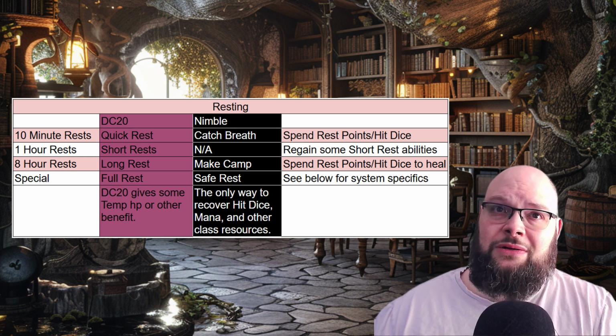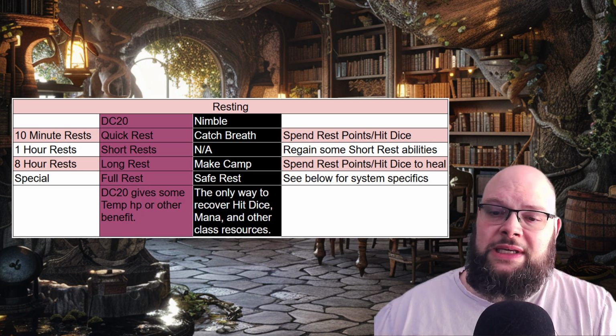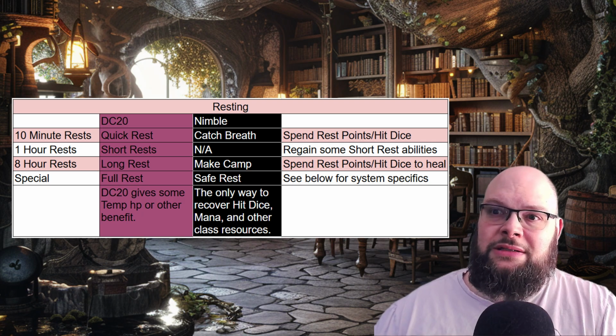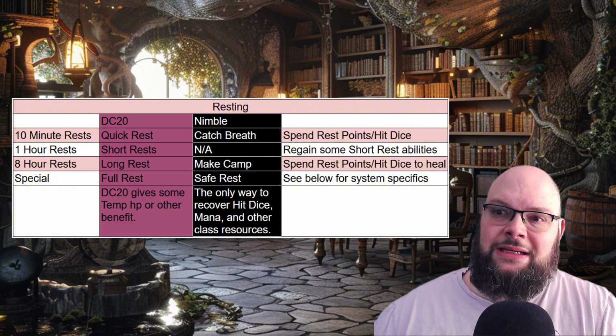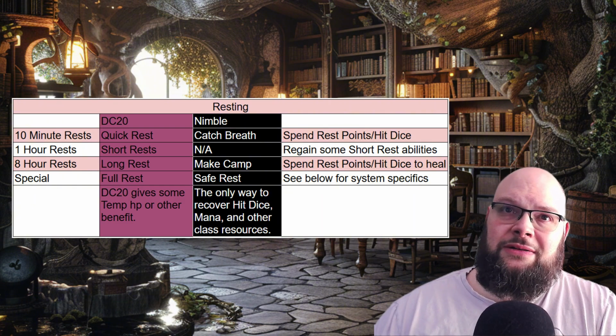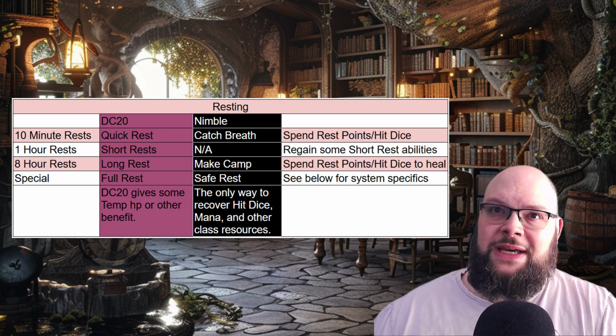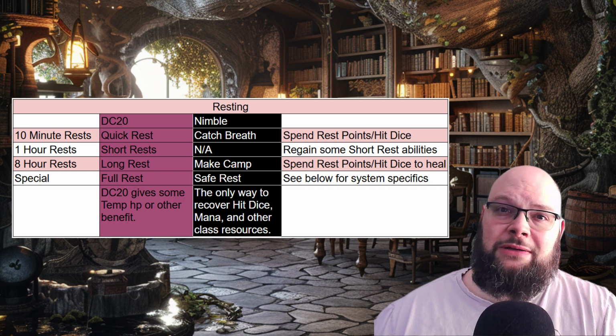Safe rest for Nimble is only 8 hours, but it requires being in a safe location, again, like an inn or your own bed or something. So if you're out in the field and you make camp, you can heal yourself, spending your hit dice, but you will not recover your mana or other resources.